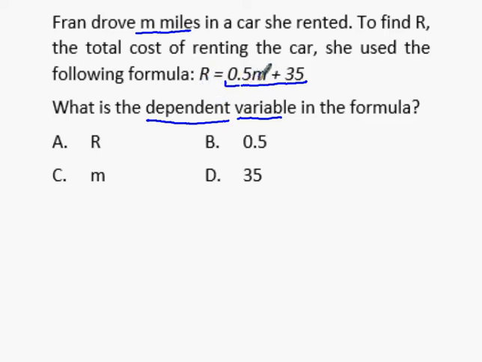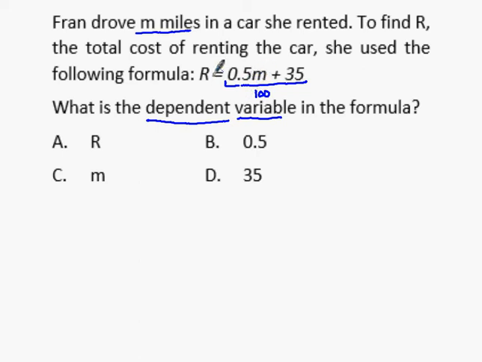If her miles driven was 10, 10 times 0.5 is 5, plus 35. That would be a total of $40 that her cost would have been. If her miles driven were 100, then 100 times 0.5, that's 50, plus 35, that would be $85 that her cost would be. So really the amount of miles that she drives is completely in control here, and the amount of money that she has to spend is completely dependent upon how many miles she will drive.